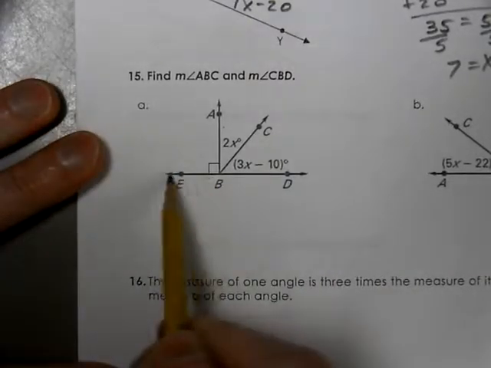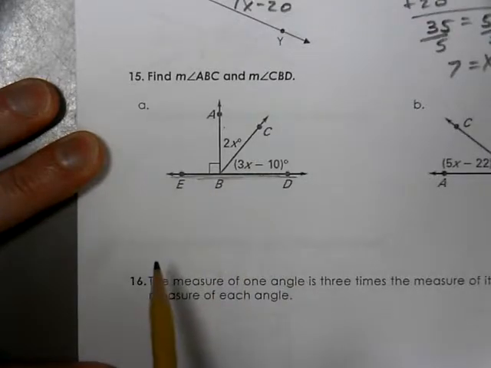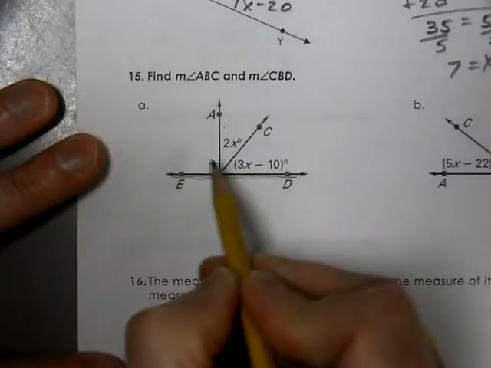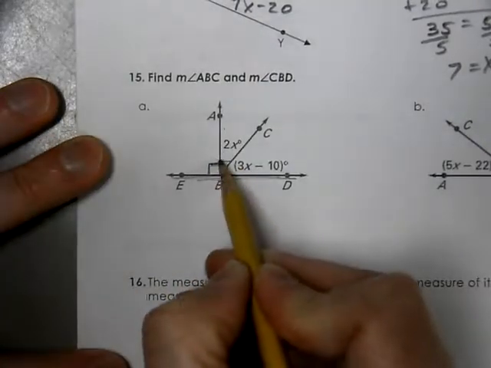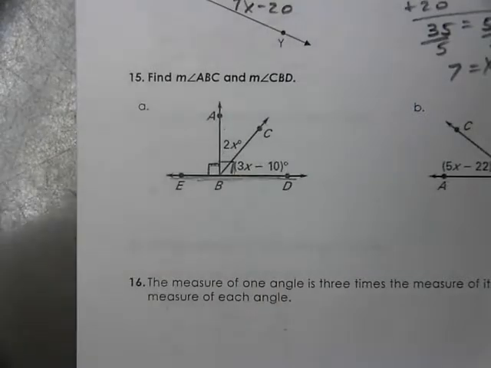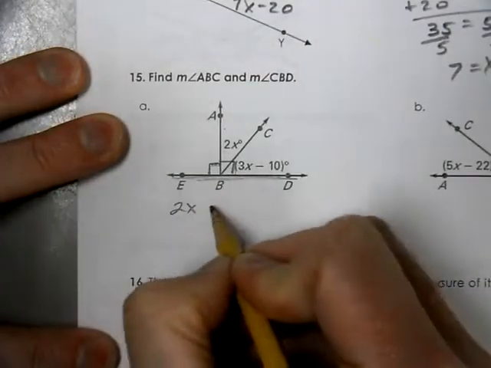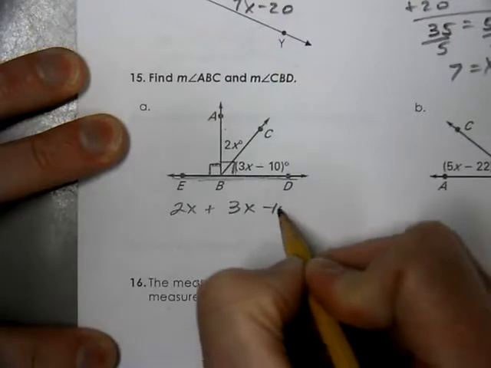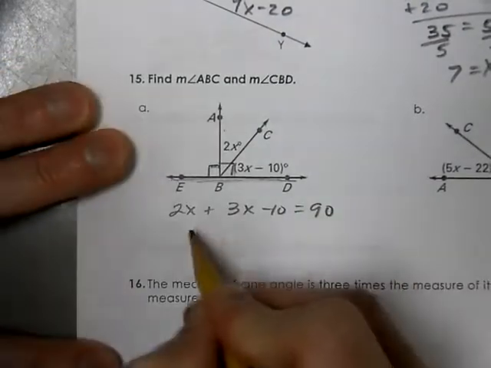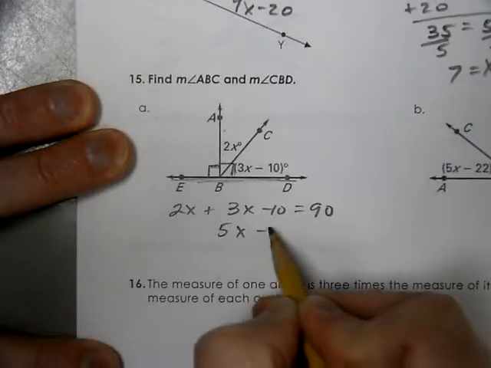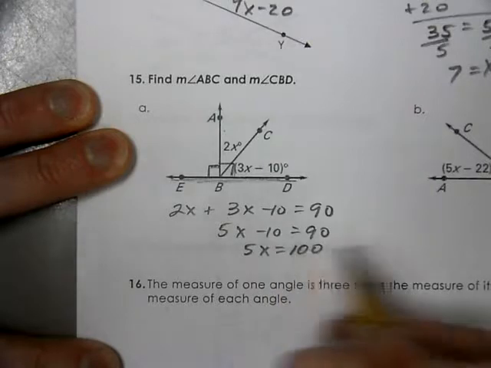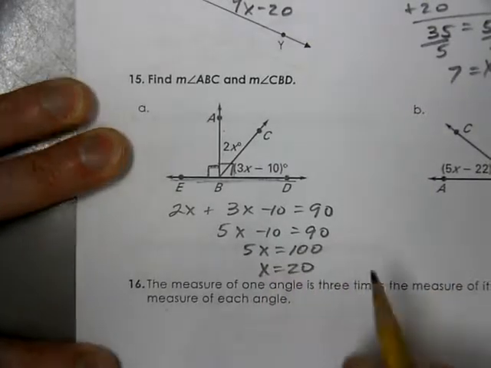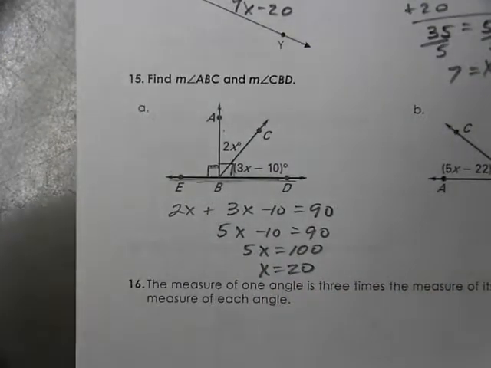Here we're looking at this straight line that's divided into different parts. We know this side is a right angle, which means 90 degrees. That makes this side a total of 90 degrees. So I know that 2x plus 3x minus 10 equals 90. Collect your like terms together. Add your 10 across, and x equals 20. Be sure to answer the question.